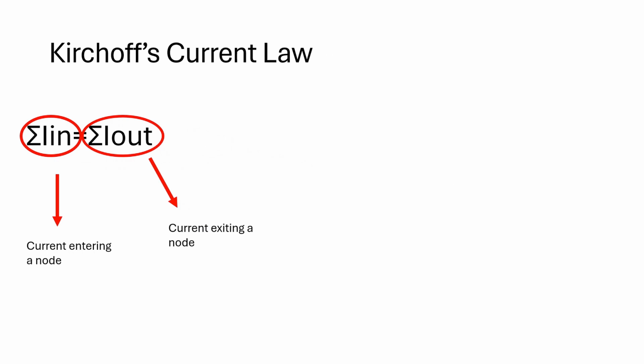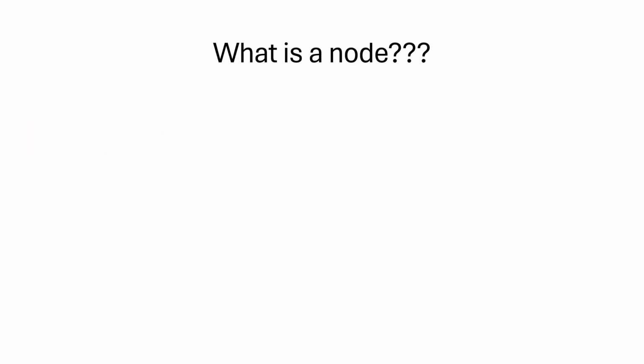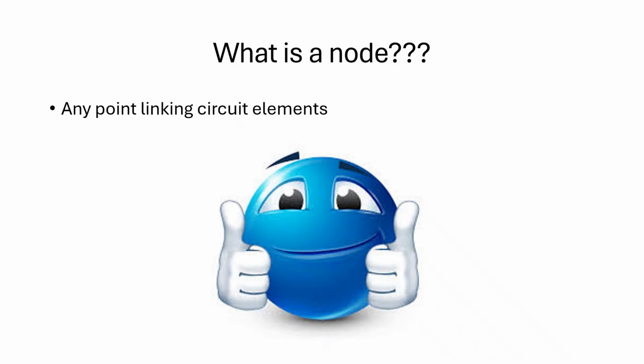Kirchoff's current law is described by the equation sum of I in equals sum of I out and states that the sum of current into a node is equal to the sum of current exiting a node. But what is a node? A node is just any point on a circuit which joins two or more circuit elements together.